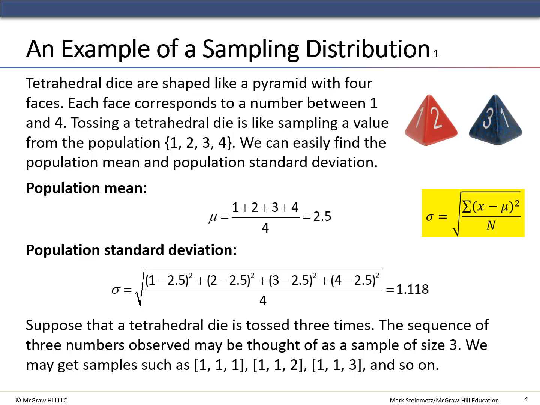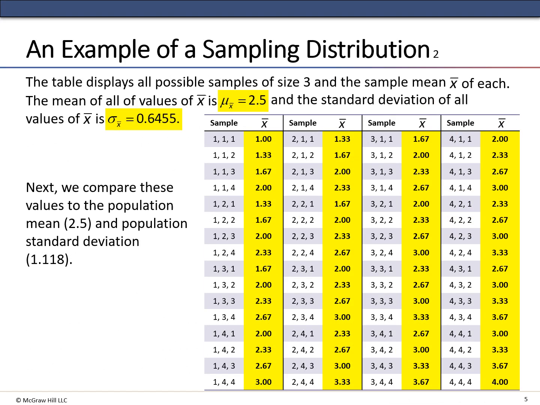Suppose now that we toss the tetrahedral die 3 times. The sequence of 3 numbers observed may be thought of as a sample of size 3. We might get samples such as 111, 112, 113. Again, if you think back to how we've done this with tree diagrams, you'll see all those possibilities. Here we see all the possibilities if we went ahead and drew the tree diagram out.